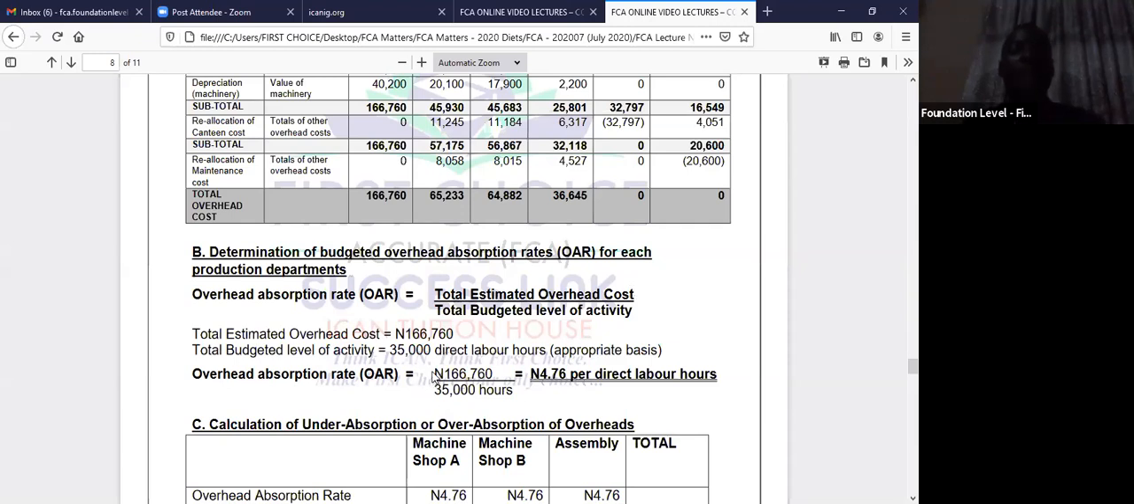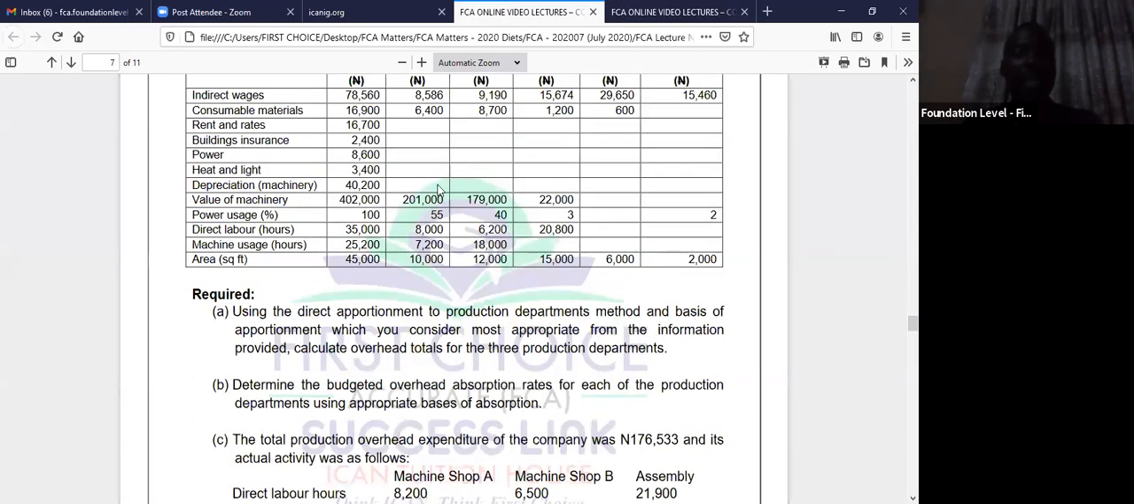So our overhead cost is this 166,760, which is our numerator here, and our denominator is 35,000 hours. Where did we get that? Look at direct labor hours. Total is 35,000 hours.